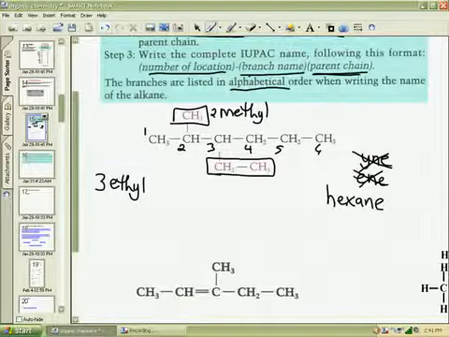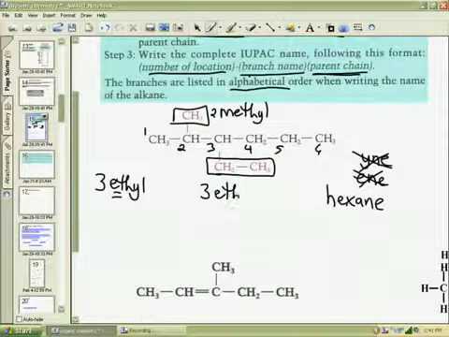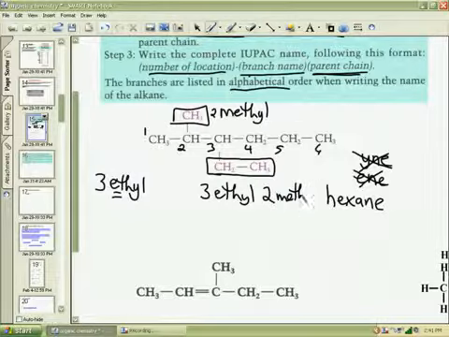So when we want to list all those off, we want to list what they are and where they are. So we put them in alphabetical order, E before M. So we have a 3-ethyl, 2-methyl hexane. And it's as simple as that, but of course it gets more and more complicated.